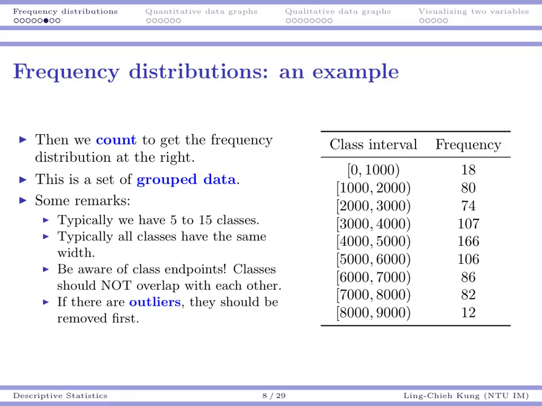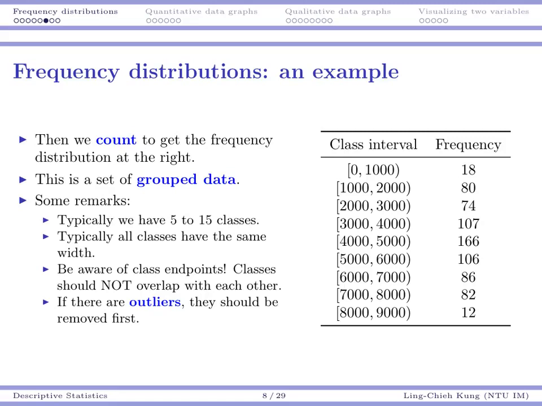If the number of classes is too small, then it's just too rough a description. If there are too many classes, then people cannot interpret it easily. Typically, we set all the classes to have the same width, so that these numbers can give you better ideas when you compare different classes. Be aware of class endpoints, just as we mentioned. And one last thing is, if you have any outliers, they should be removed first.